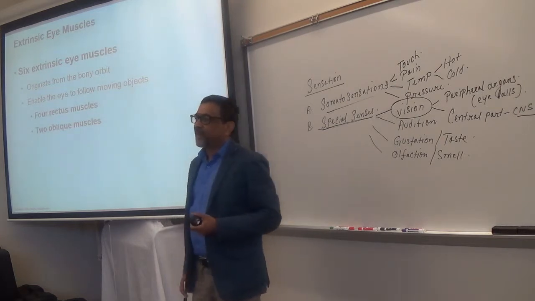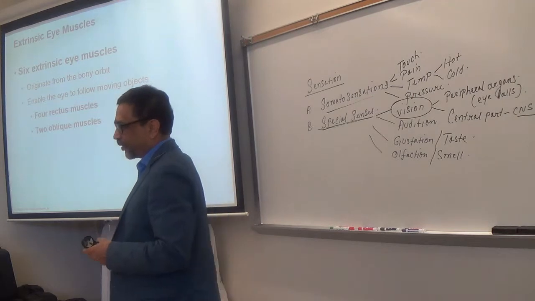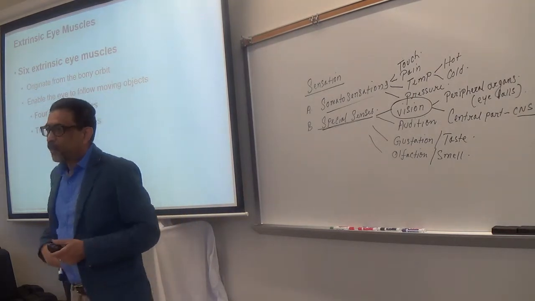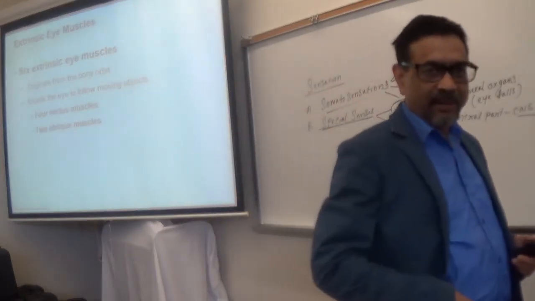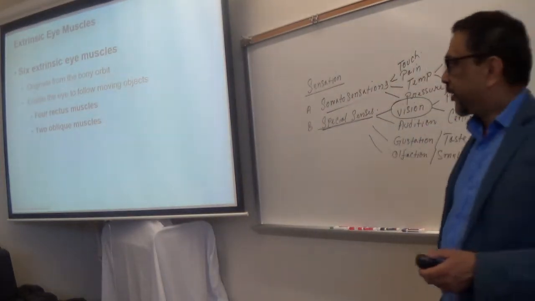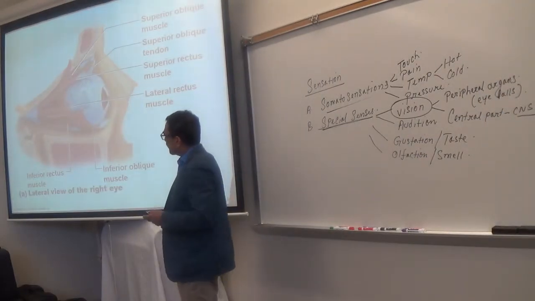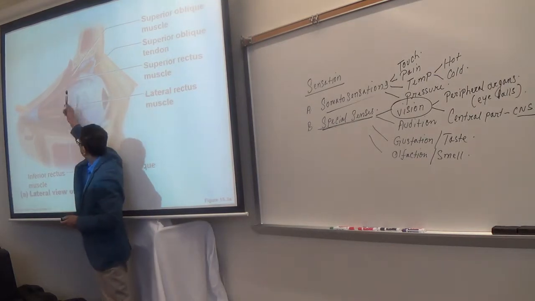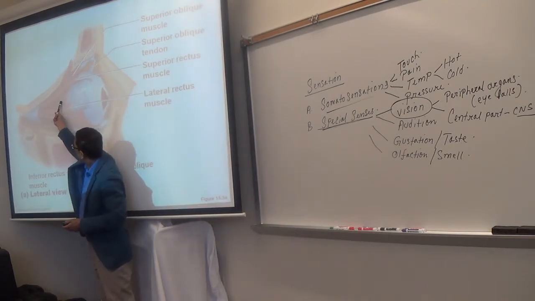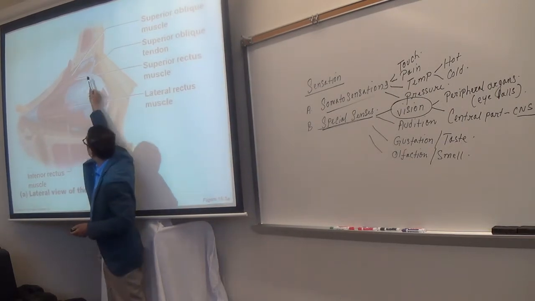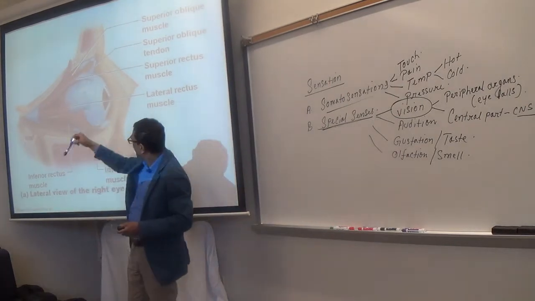Now, those muscles are controlled by the cranial nerves that come from your brain. Which cranial nerves control these muscles? We need to know. 3 cranial nerves control these muscles. So here, this is superior rectus, inferior rectus, lateral rectus, this is medial rectus, the other side, and 2 oblique. Superior oblique, inferior oblique. Okay?